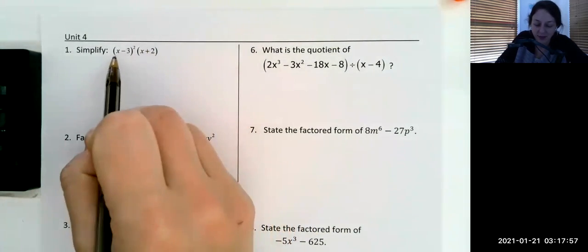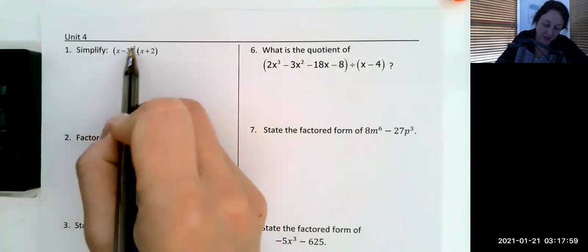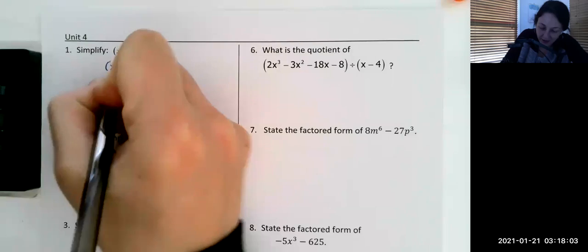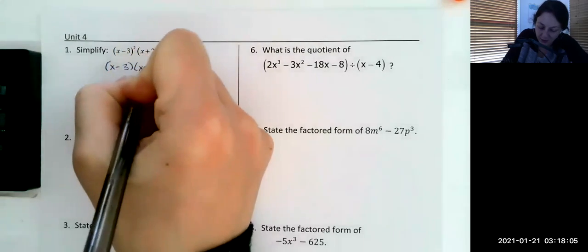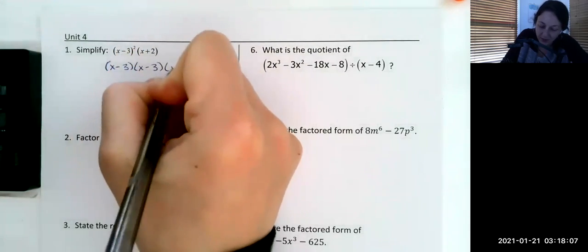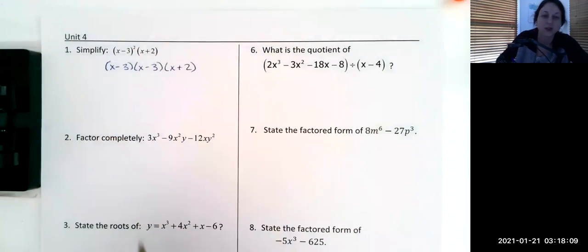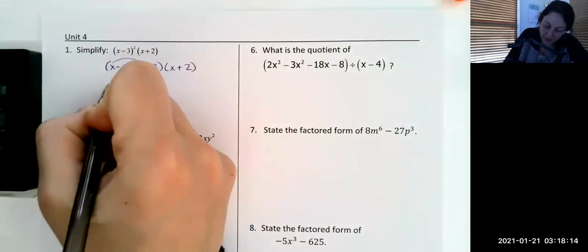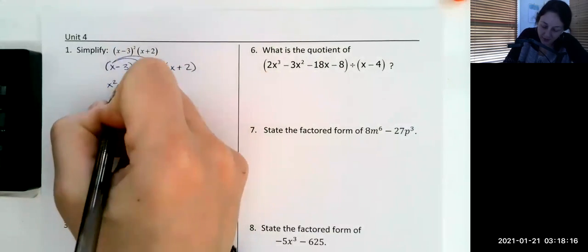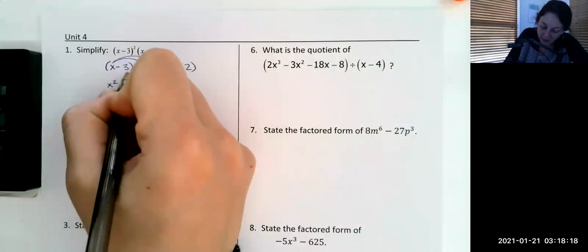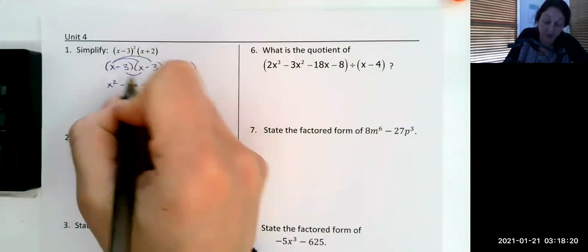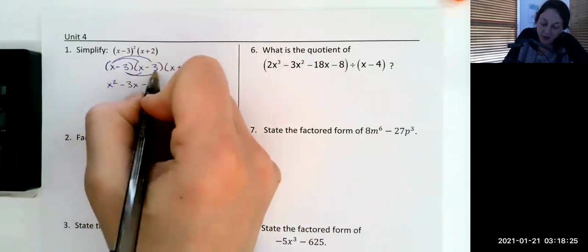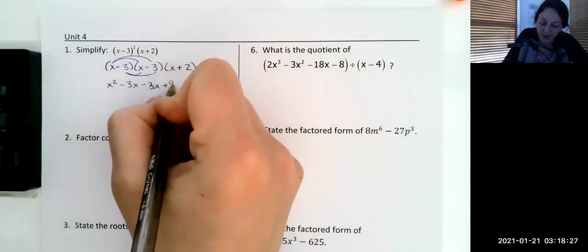So number 1 says to simplify, we've got x minus 3 squared times x plus 2. So I'm going to write out x minus 3 twice because it says it's squared, and then I'll do x plus 2 last. So this is going to be distribution. X times x is x squared. X times negative 3, negative 3x. Negative 3 times x is another negative 3x. And then negative 3 times negative 3 is positive 9.